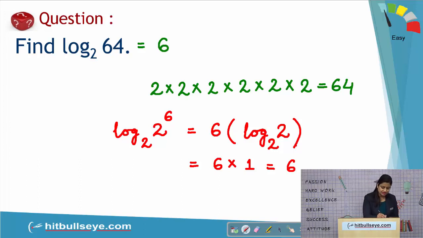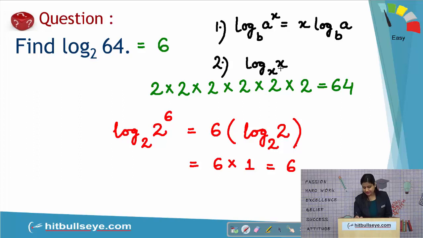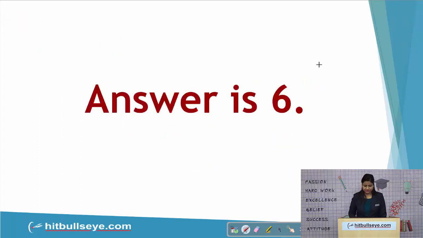So how many formulas have we used in this question? There are 2 formulas. Once again, the very first formula is whenever you have log a with base b to the power x, it will become x log a with base b. That is the first formula we have used. And the second formula is log x with base x. If the base is the same and the number is the same as well, it will be 1 only. So the answer for this question is 6.